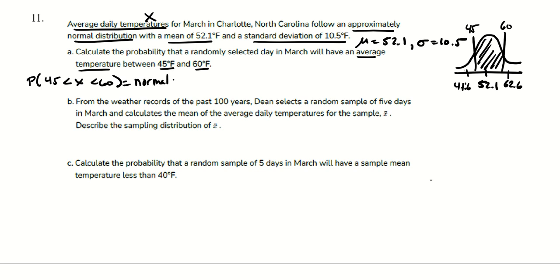So you got normal CDF, and you got your lower is 45. Your upper is 60. Your mean is 52.1, and your standard deviation is 10.5. Okay, so using this, you get 0.5246 approximately.